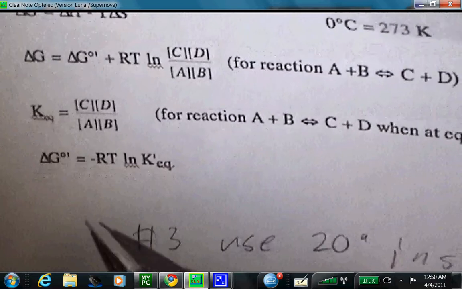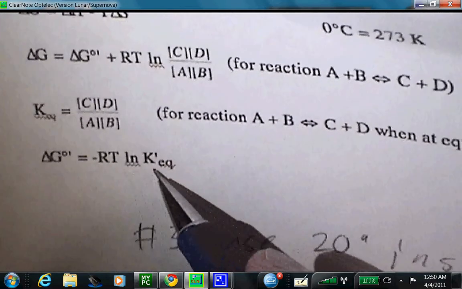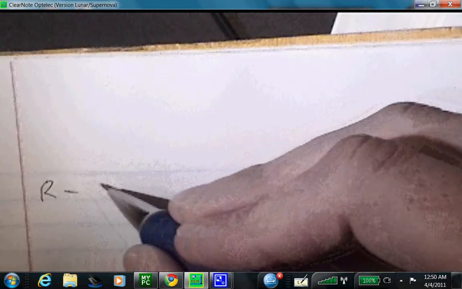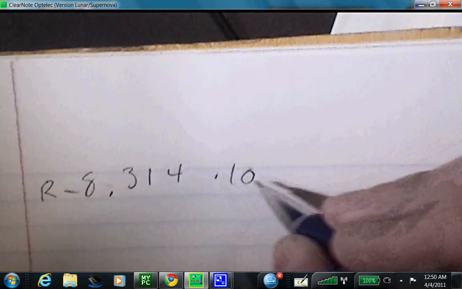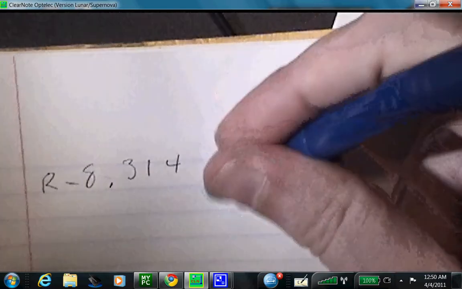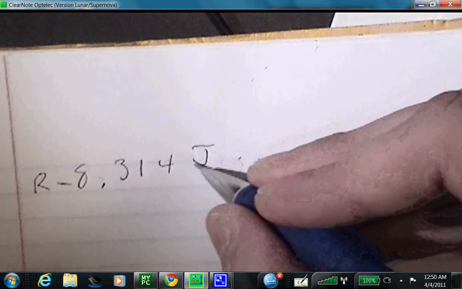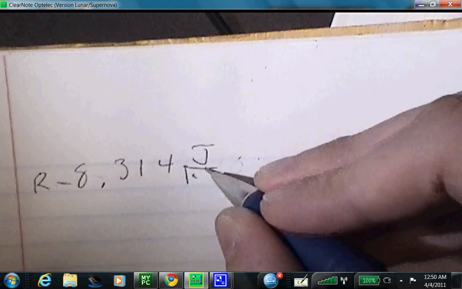First we're going to use our equation right here, and that's delta G equals negative RT ln KEQ. The key to this equation is to use our R constant, and R is going to equal 8.314 times 10 to the negative 3. The units for this are joules per Kelvin per mole.